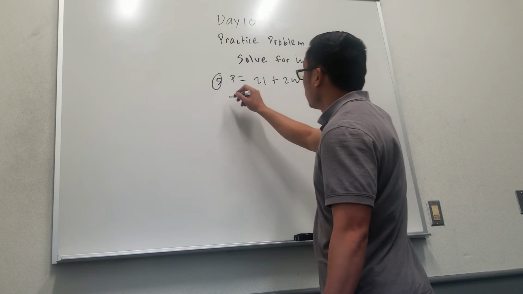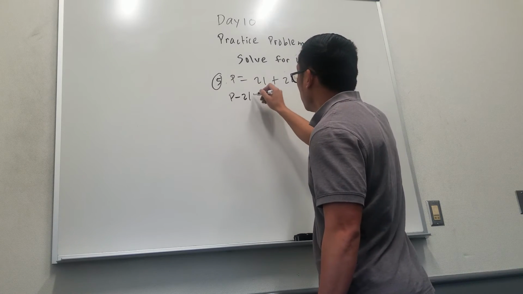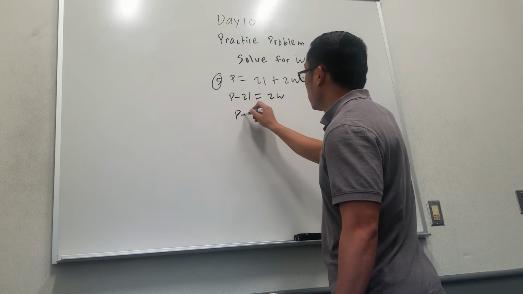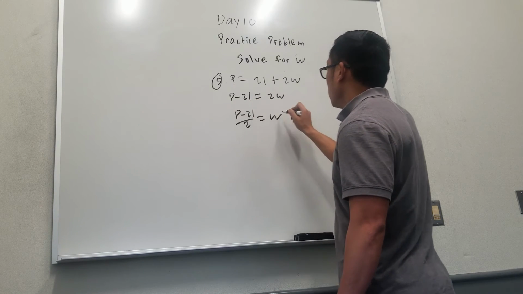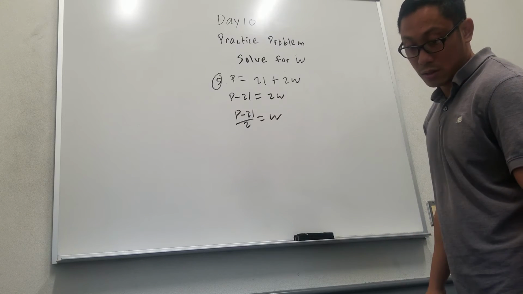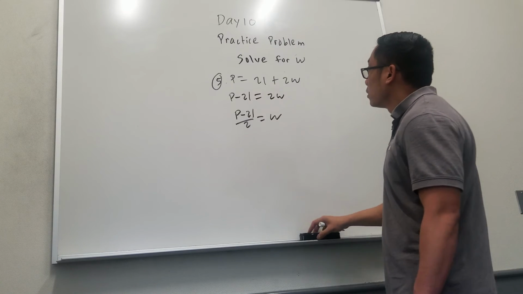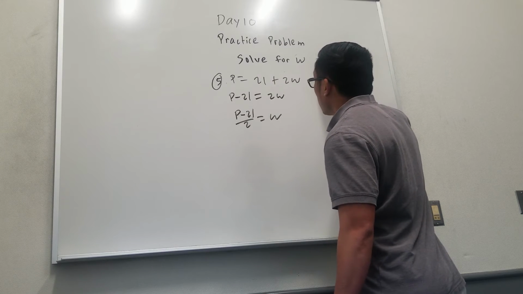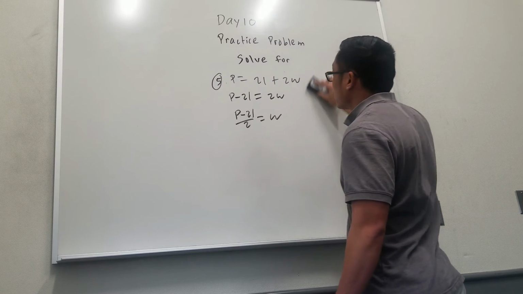Okay, so what do we do? Subtract the 2L because you want W by itself, right? Now divide by 2, you get W. That's it. Okay. Alright, now we're done with solving for other variables. Well, this time we're really solving for x. Okay, we're gonna solve for x.